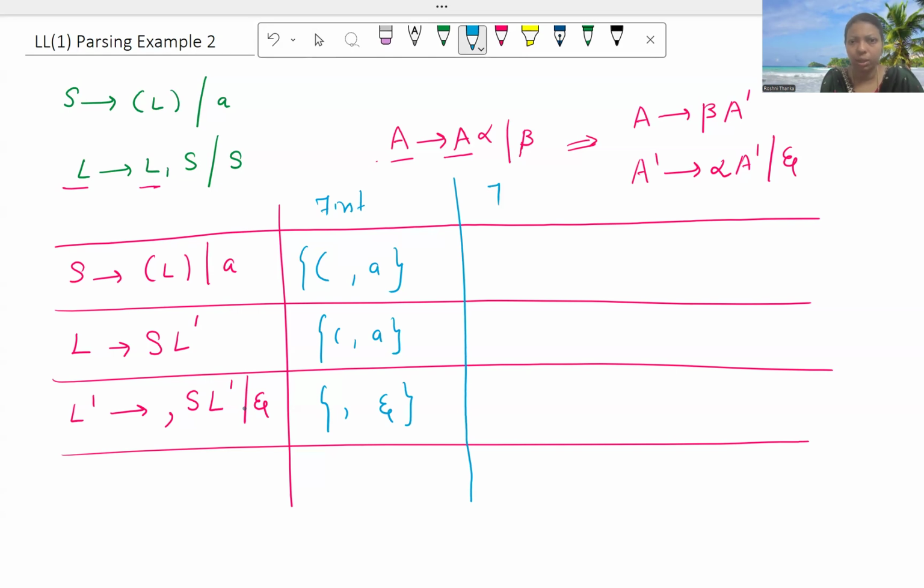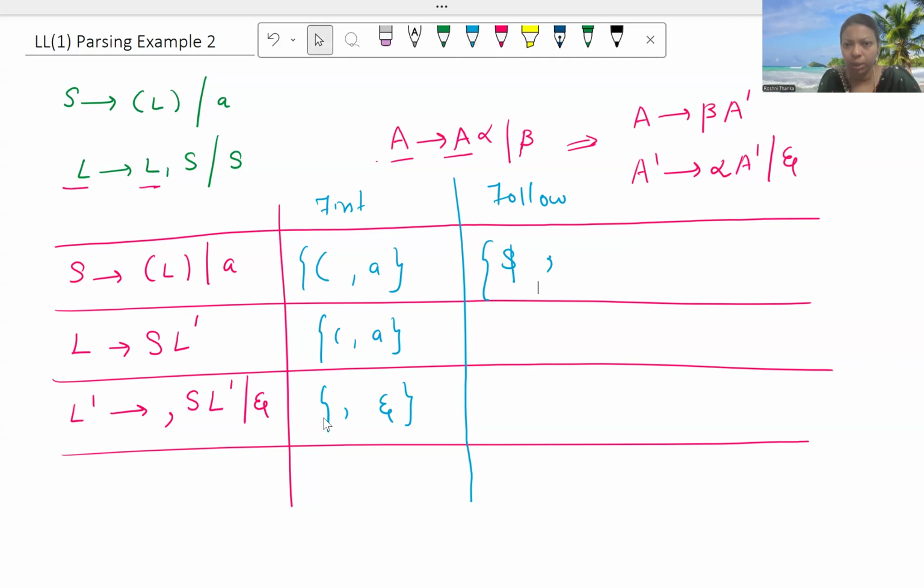The next thing is I have to find the follow. By default for the start symbol, the follow is dollar. Then we have to see where S is coming in the right hand side. Here you can see S is there. What is the follow of S? It is L dash, which is a non-terminal, so we have to find the first of L dash. What is first of L dash? One is comma. When I replace L dash with its production, the first symbol I will be getting is comma. So who will be following the S? One is comma, so introduce comma here.